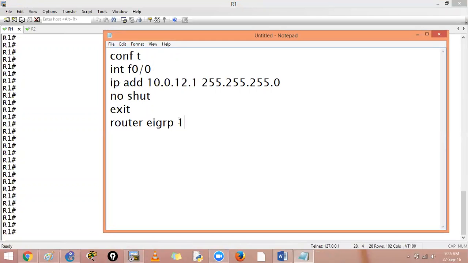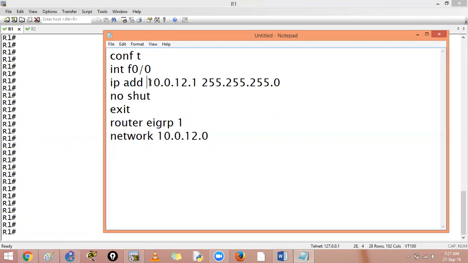Yesterday we saw OSPF 1 was the process ID. Here this one is the autonomous system number. This one on R1 and this one on R2 must be the same. And here I will say network 10.0.12.0. You can specify the wildcard mask also, but EIGRP will understand this automatically. Let us see auto summarization later on. Let us just form neighborship and see what parameters R1 and R2 are using.